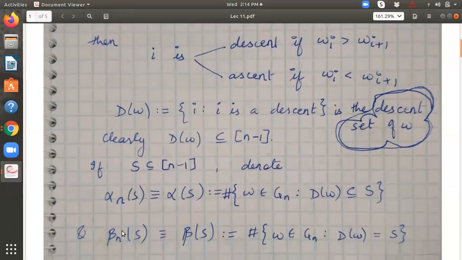And similarly, you define another parameter beta n S, or beta S, which gives you the number of permutations whose descent set is exactly equal to S.